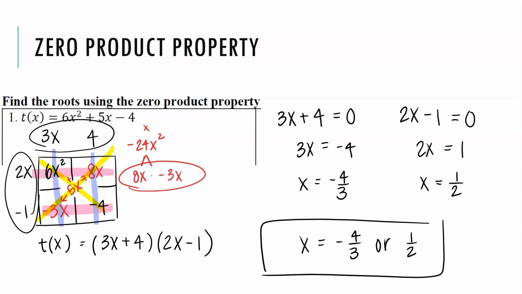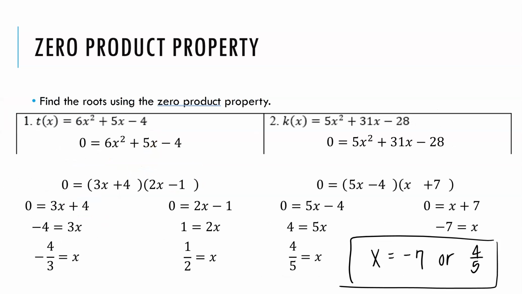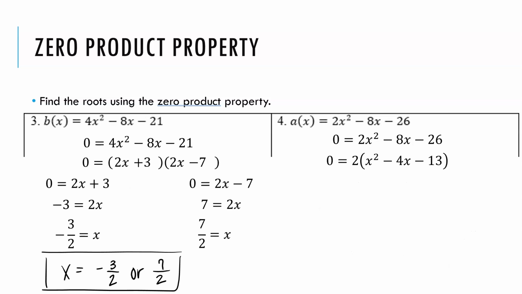Please go ahead and do the other three examples, and pause the video at this time. The solutions for number 2, for k of x, are x equals negative 7 or 4/5. For example 3, the solutions are x equals negative 3/2 or 7/2.